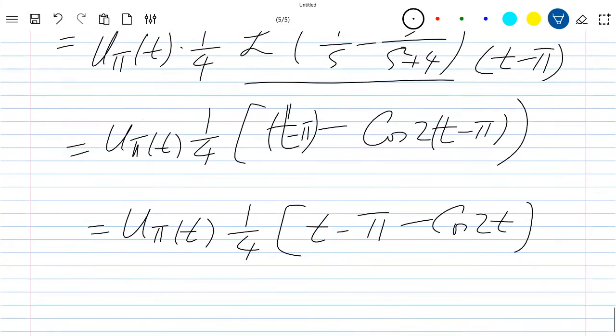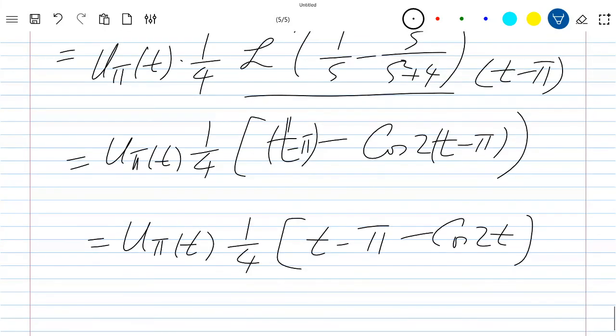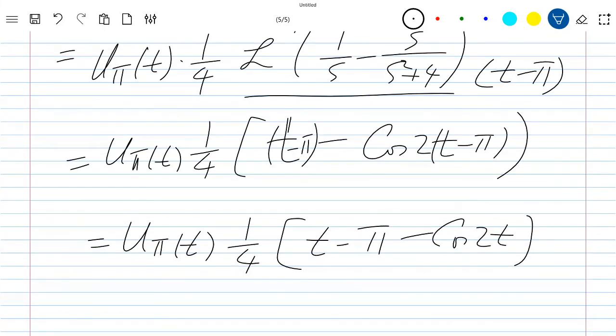Okay, that's it for the introduction to step functions. Next time we will see how we apply all of this to differential equations. Okay, that's it.